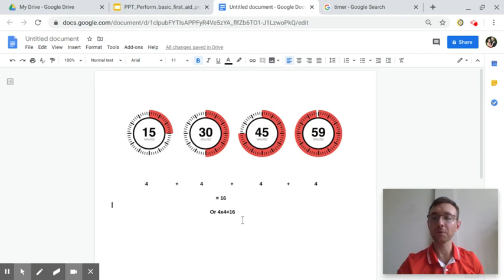So what if you had 5 breaths in 15 seconds? Well, what's 5 times 4? So remember, we have 4: 1, 2, 3, 4. So what's 5 times 4? The answer is 20. So we had 20 breaths for 1 minute.